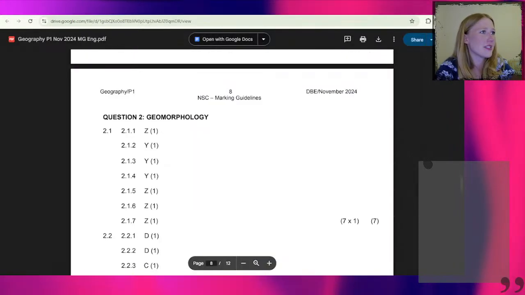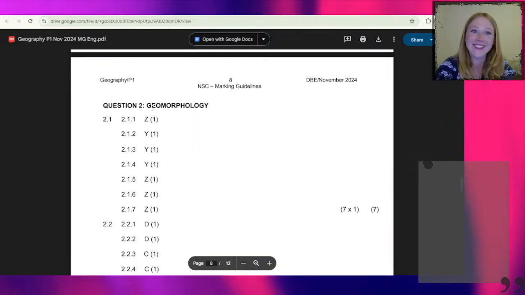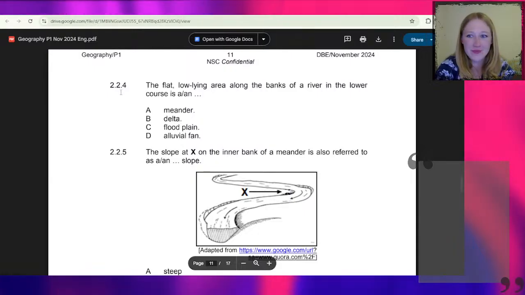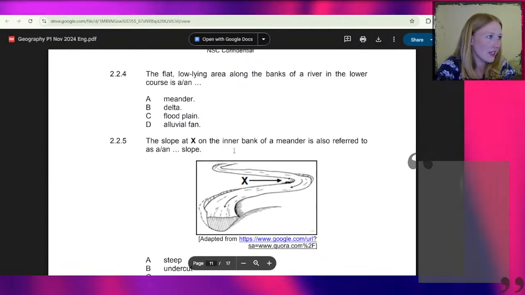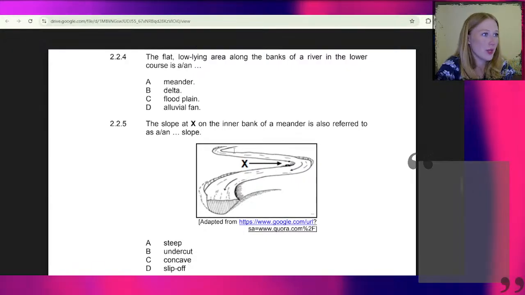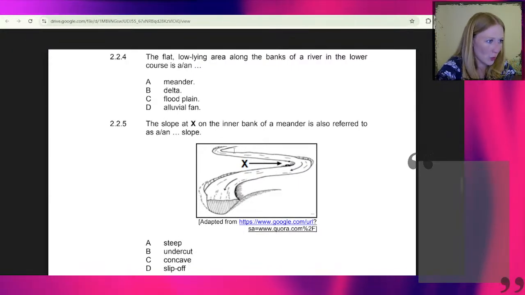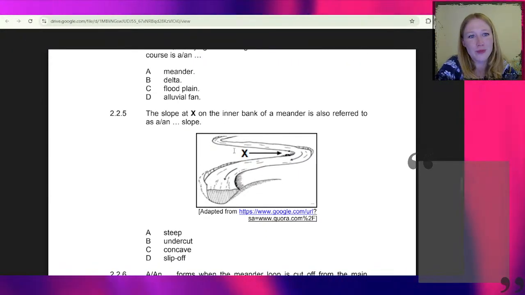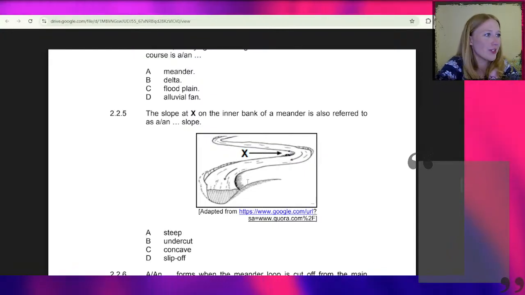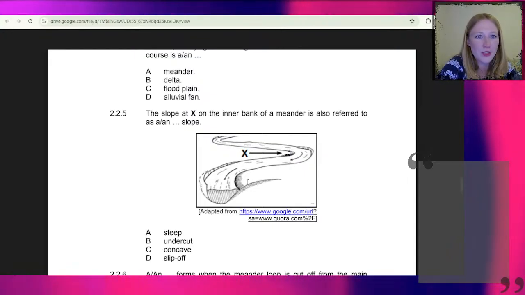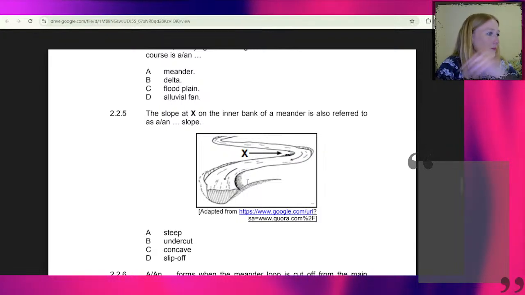So I'm saying C, floodplain. Yes, floodplain, great. And the slope on the inner bank of a meander, also referred to as a what slope? A slip-off slope. It's like a nice smooth slope that you could use to put a boat into a river. So a slip-off slope.